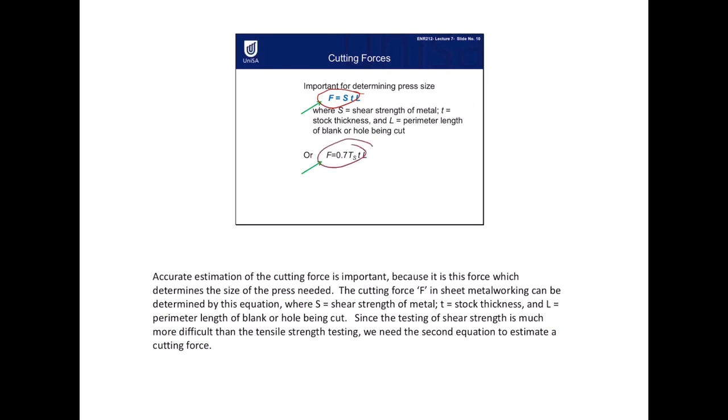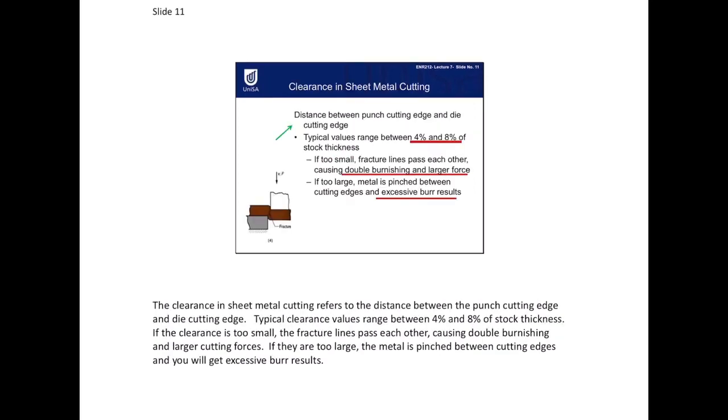And since the shear strength is much more difficult to obtain than the tensile test, we need to calculate it using this equation. The clearance in sheet metal cutting is the distance between punch cutting edge and die cutting edge, and it typically varies between 4% and 8% of stock thickness. If it's too small, the fracture lines pass each other, causing double burnishing and larger force. And if it's too large, metal is pinched between cutting edges and excessive burr results.